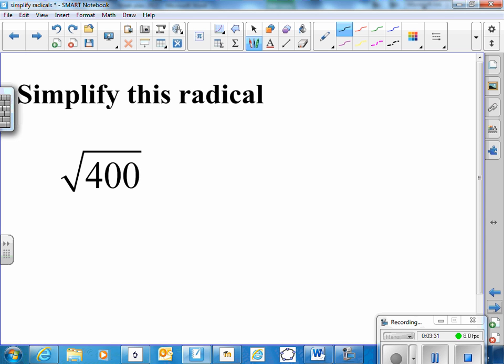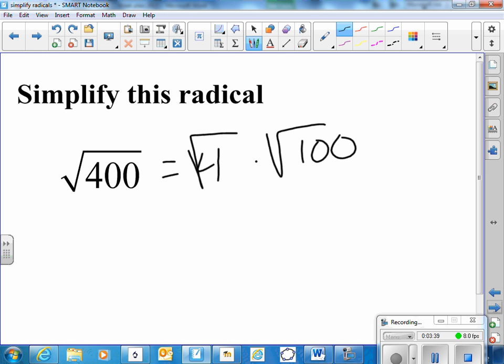Square root of 400. Let's say we see a factor of 4, and we see a factor of 100. Square root of 4 is 2. Square root of 100 is 10. 2 times 10 is 20. Oh, well, I should have seen that the square root of 400 is 20, but if I don't, I can factor out pieces and get to the square root of 400 is 20.